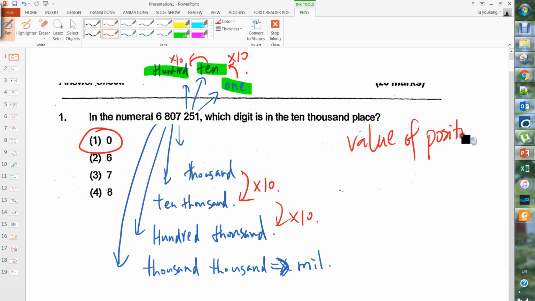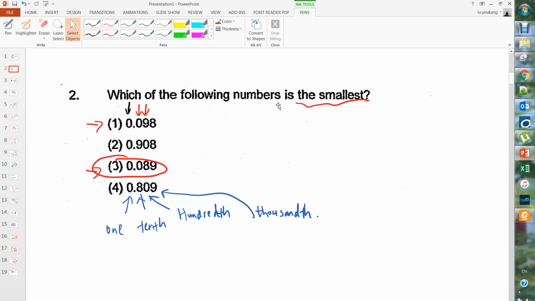So each position has a value. Okay? So you need to write the value of the position for each digit. This concept is value of position. Next. Over here, you can also write the value of the position. Right? And then after that, you compare. Okay? This one you got correct.